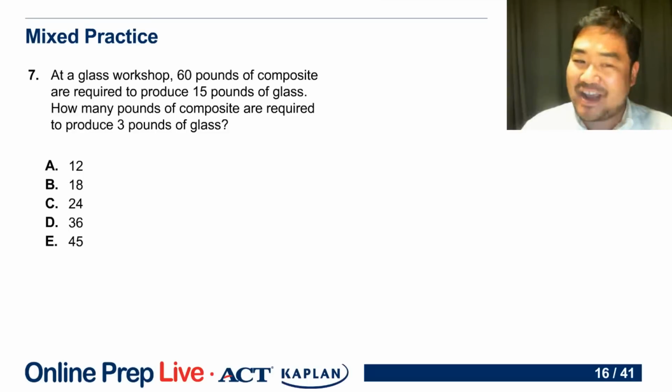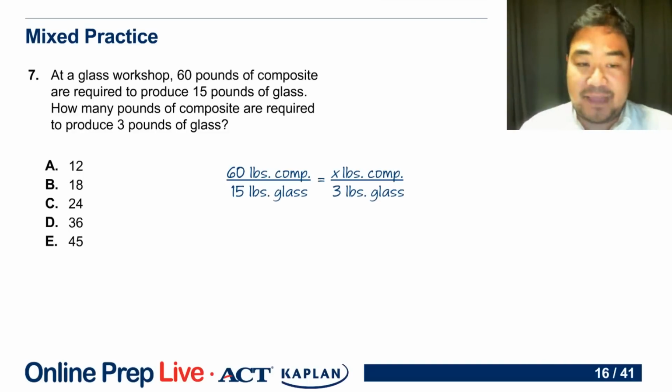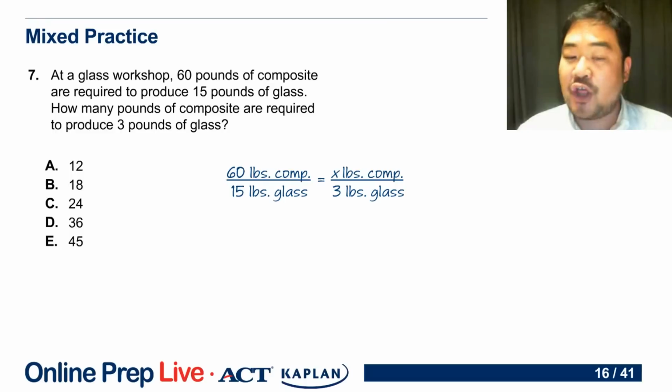So not just one ratio, right? Because one ratio would just be like A over B. We've got 2 different things going on here. So if we set up that ratio, 60 pounds over 15 pounds, 60 pounds of composite required to produce 15 pounds of glass, 60 over 15. And then we're looking for how many pounds of composite are required to produce 3 pounds of glass, x over 3. Now, you can cross multiply this.